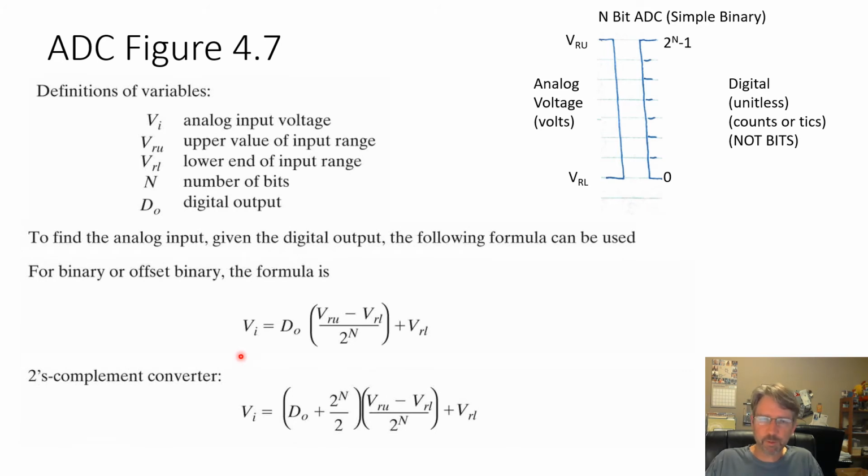Converting back, you just turn that formula around. You don't have to do the rounding off because it's already been done. We're going back to an analog voltage. So given the digital output, this side from the computer, you want to know what the voltage is. So this is the equation for the simple binary, the usual kind. If you're in 2's complement, it's this equation.